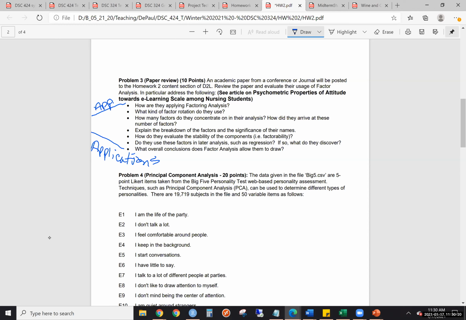This goes to what is the research question and the application for which they are using this data set? The second question is, what kind of factor rotation do they use here? Is it Varimax rotation? Is it Oblimin rotation? Or is it something else?